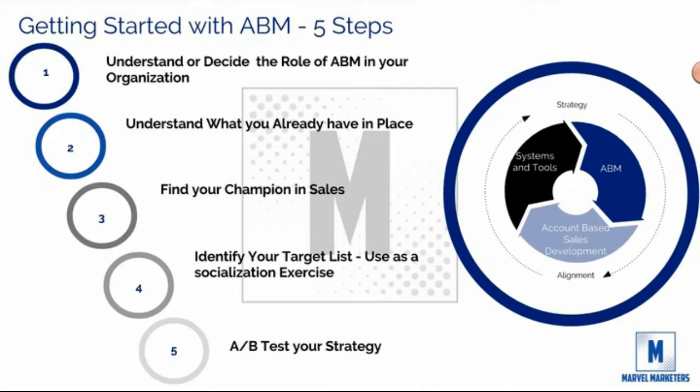Step 4, identify your target list, and don't forget to take that target list and use it as a socialization exercise. And this is super important, because just because you are signed off on ABM as a strategy in 2017, that does not mean that anyone else in your org, or the folks that actually you need their buy-in, are also signed off on it. So it's very important that you educate and socialize your strategy with them, and identifying your target list is actually a really good way to do that.